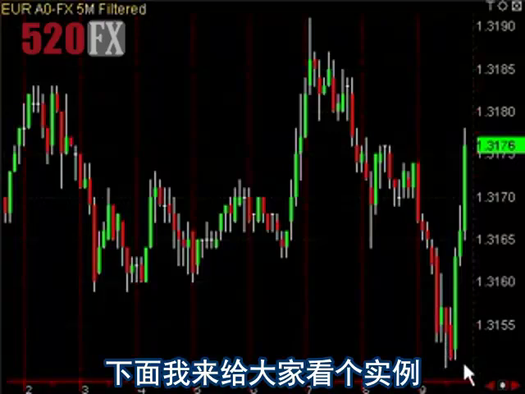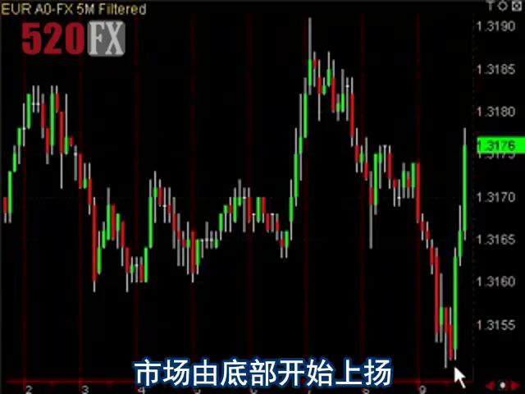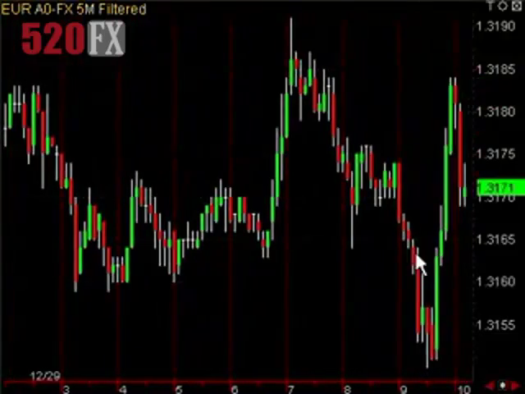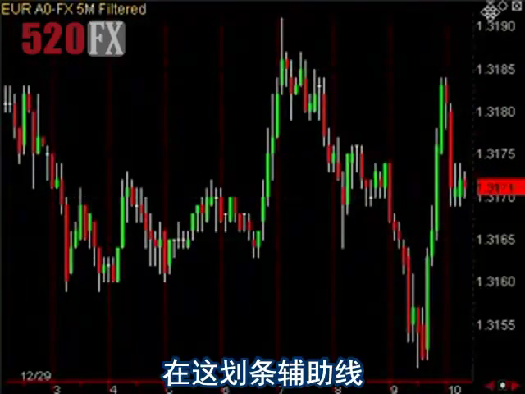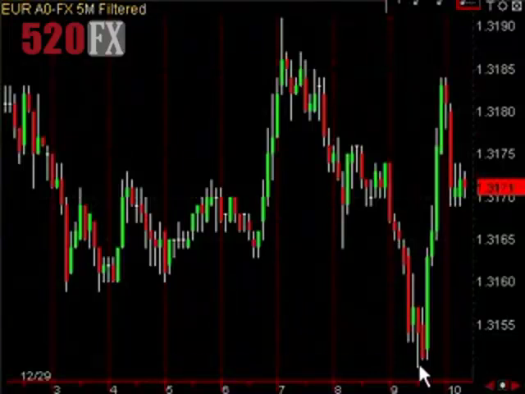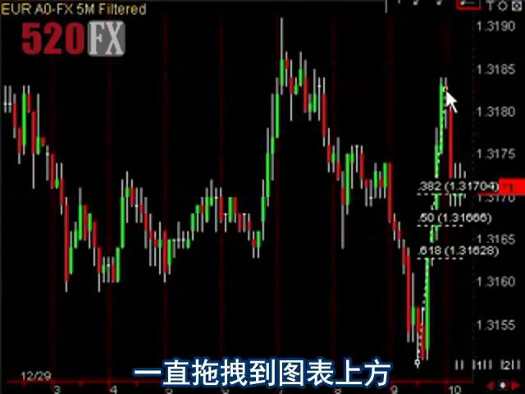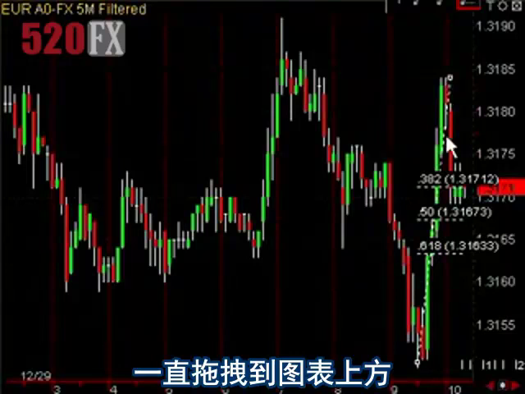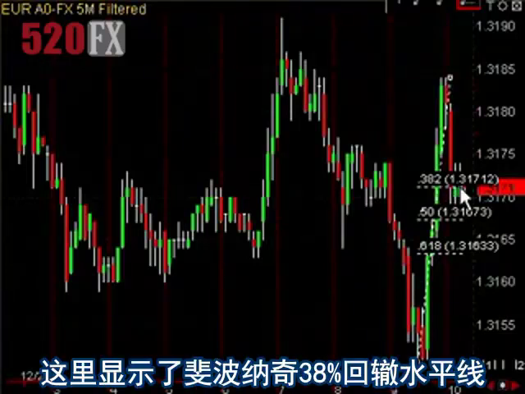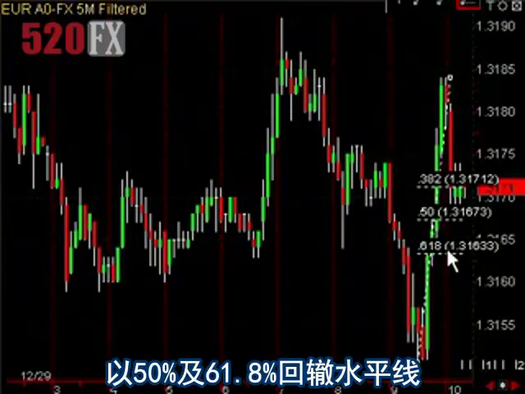Let me show you an example here. The market is moving from the bottom up, and you want to draw your fibs on here. You left click on the chart using leveragefx.com's Fibonacci tool. Left click and drag all the way to the top. So this shows the 38.2% Fibonacci pullback, the 50%, and the 61.8.